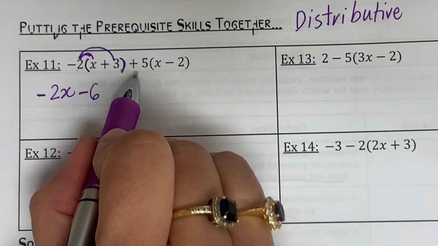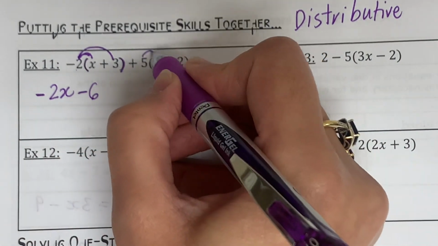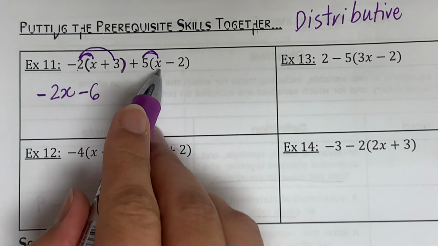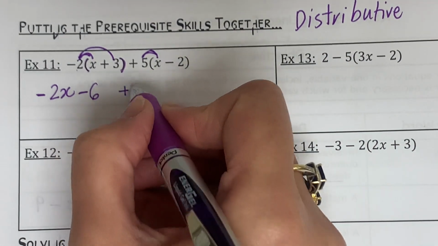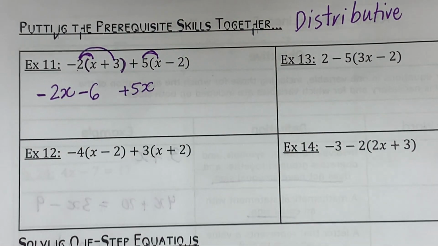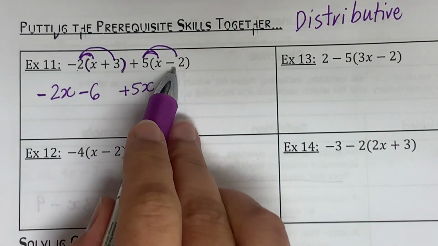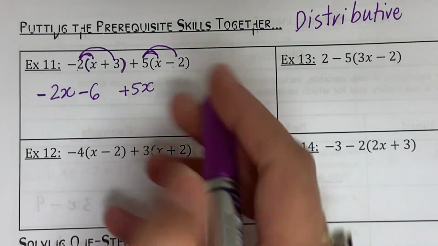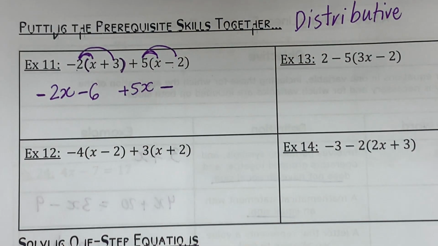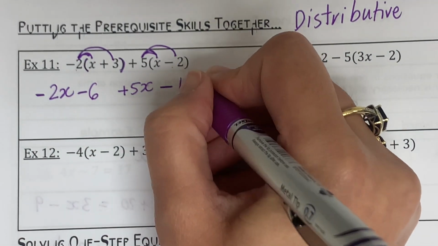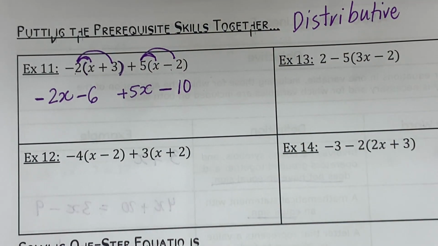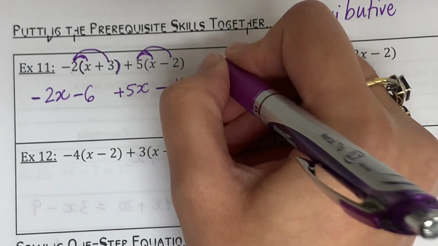This time you're multiplying by a positive 5. So positive 5 multiplied by x is positive 5x. And you multiply over here, positive 5 times minus 2. Plus times minus is a minus. And 5 times 2 is 10. So I distributed. This step is distribution.